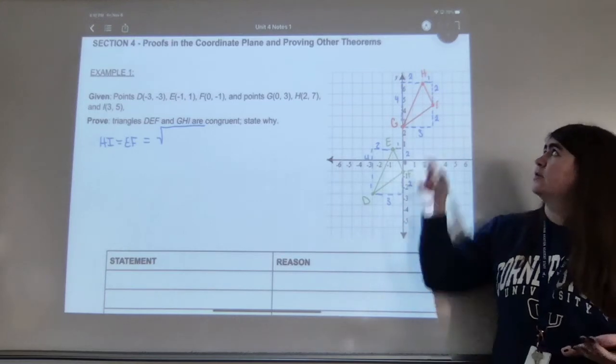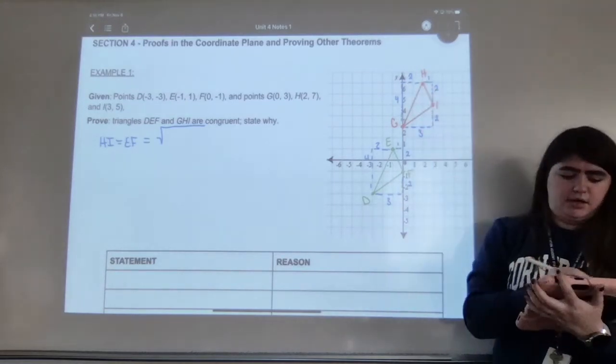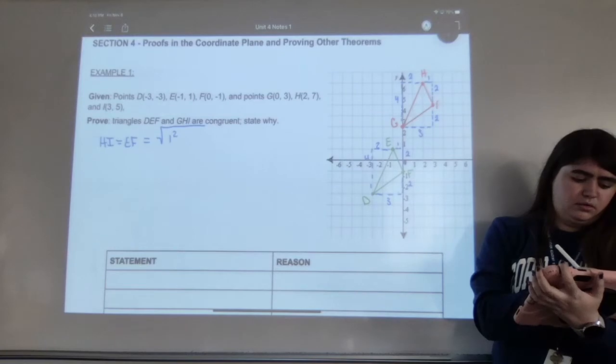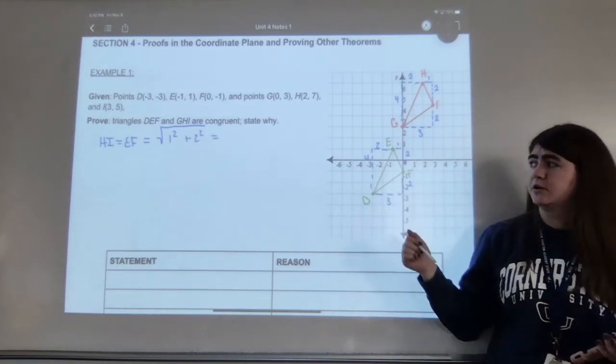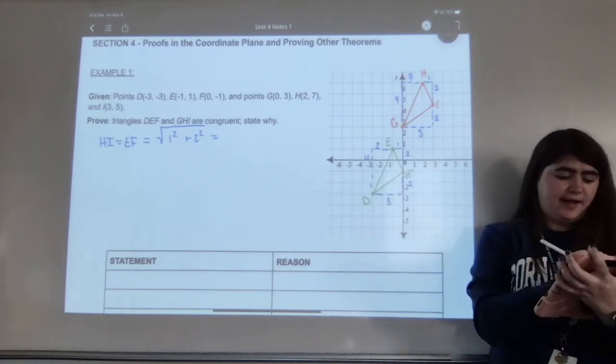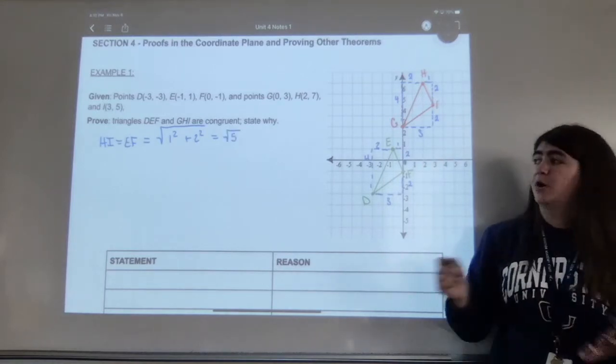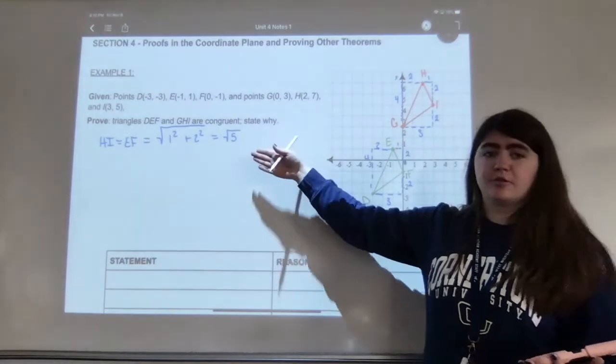So I have 1 squared plus 2 squared. And that simplifies, so I have 1 squared is 1, 2 squared is 4, 4 plus 1 is 5, so that is the square root of 5. And both of them have that numerical value, so they're congruent.